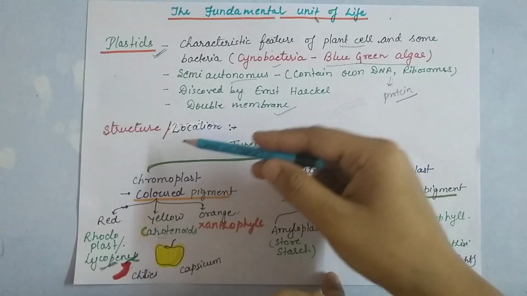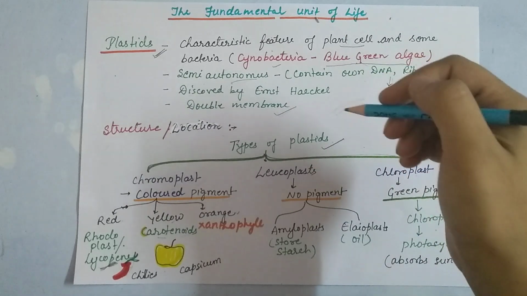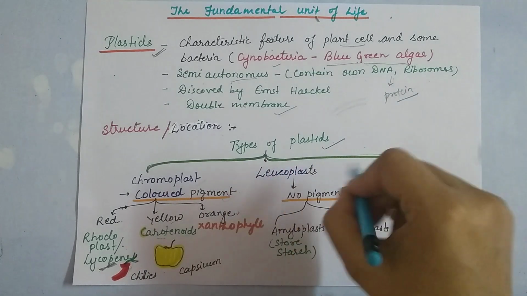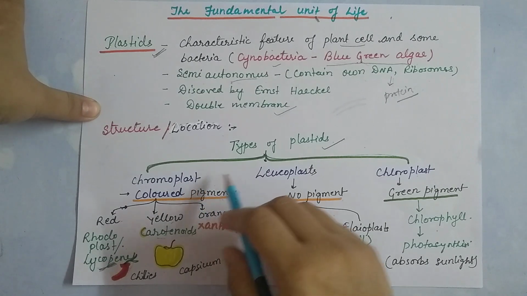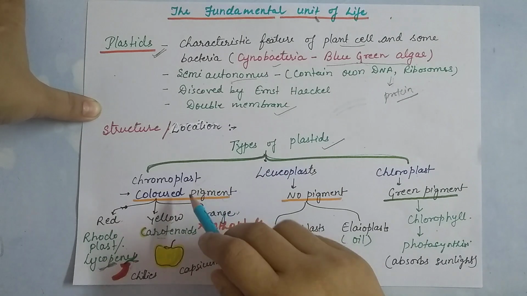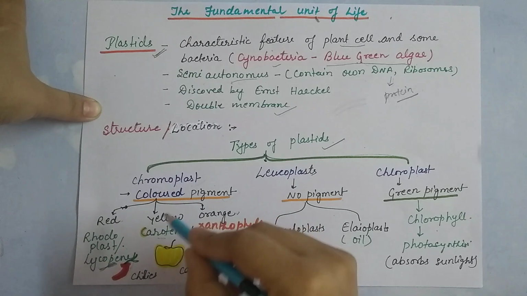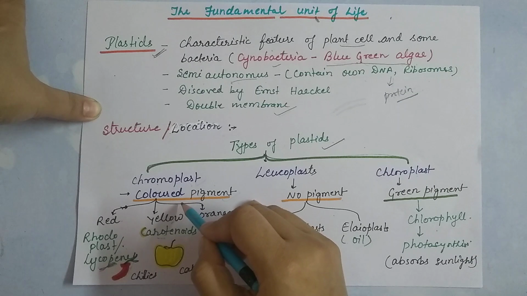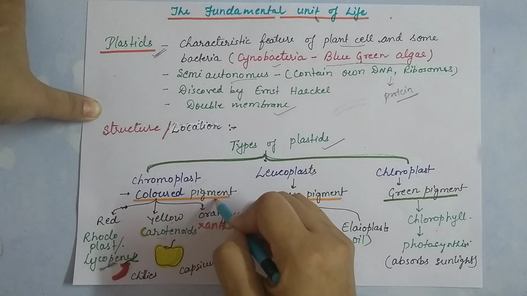Now before understanding the structure and location of the plastid, first we will find out what the types of plastids are. There are three different types of plastid found. The first one is chromoplast, then leucoplast and chloroplast. First, chromoplast. Chromo means colored. So this type of plastid contains colored pigment.